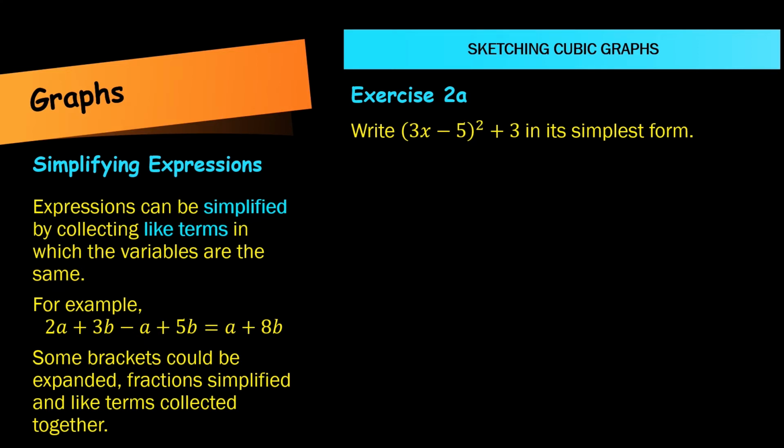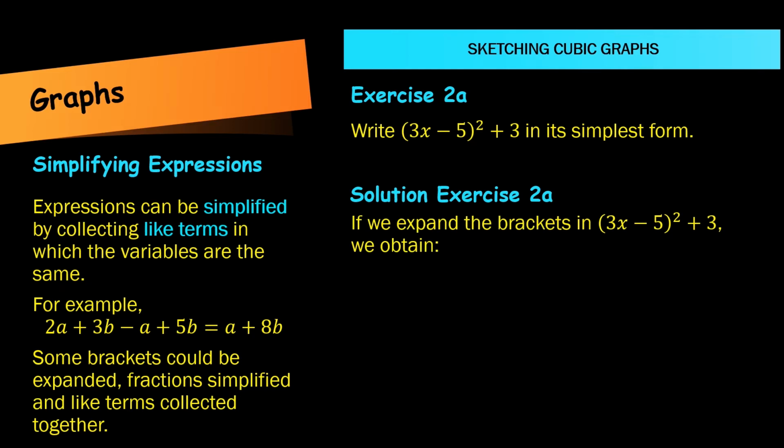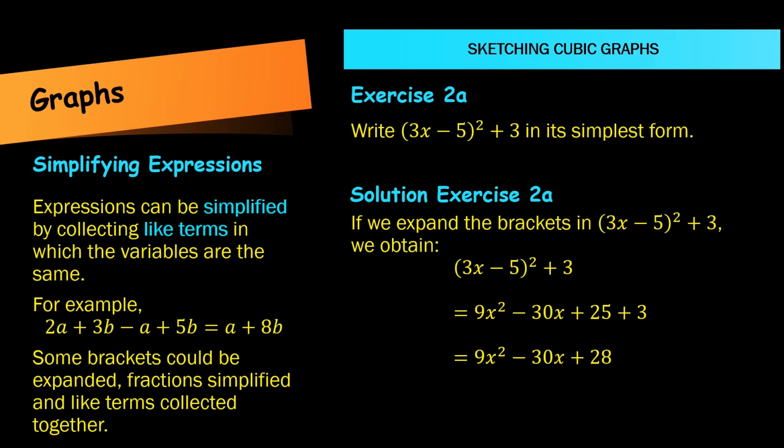Part A asks us to write (3x minus 5) all squared plus 3 in its simplest form. So let's solve this. Let's expand the brackets first, in order to obtain 9x squared minus 30x plus 25. And of course plus 3 as well, which is part of the expression. If we collect the like terms together, we can simply add the constants in this case. Everything else stays as it is. So 25 plus 3 becomes 28.